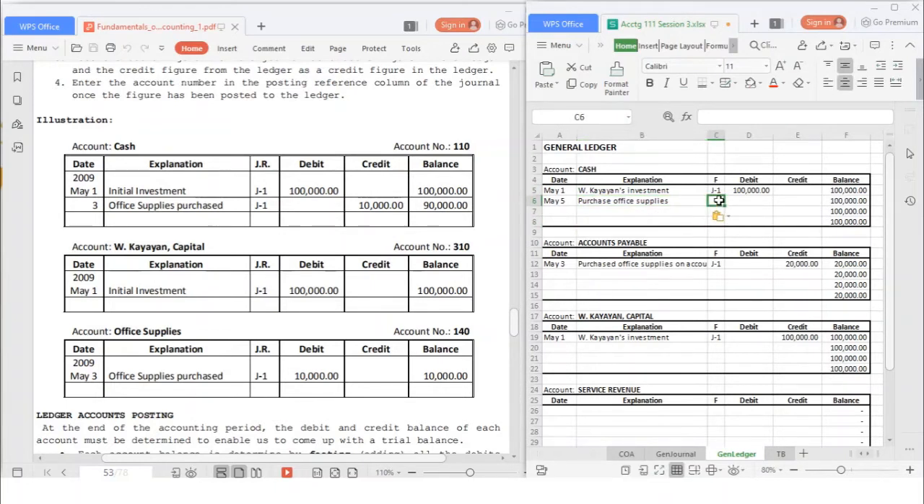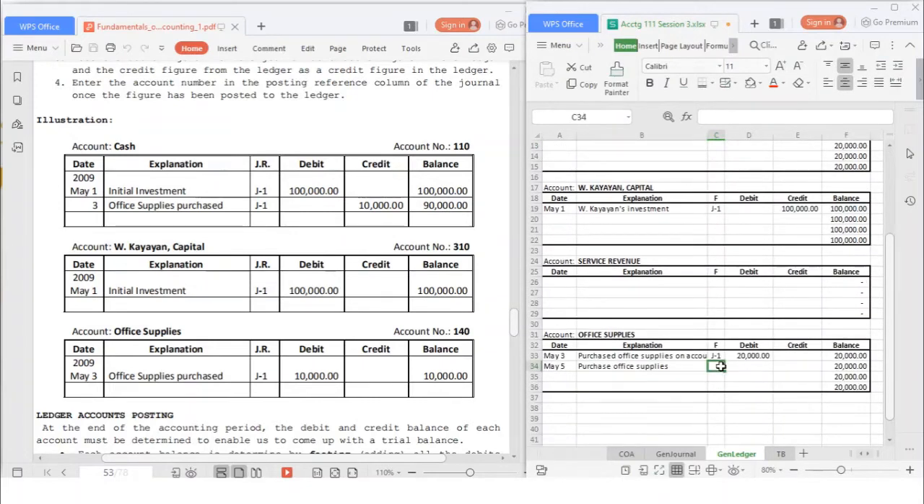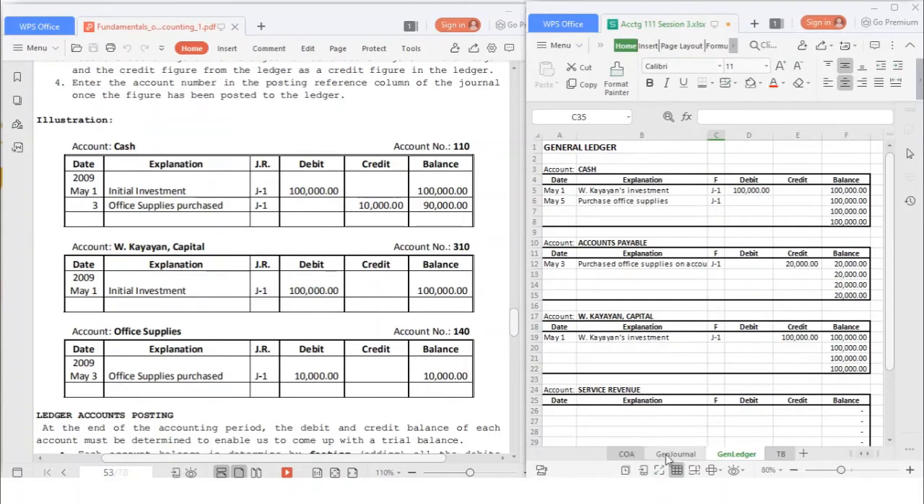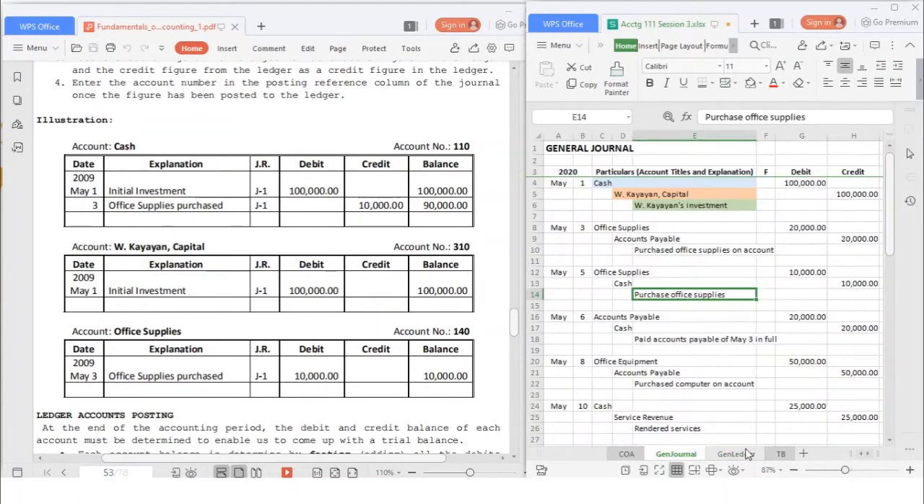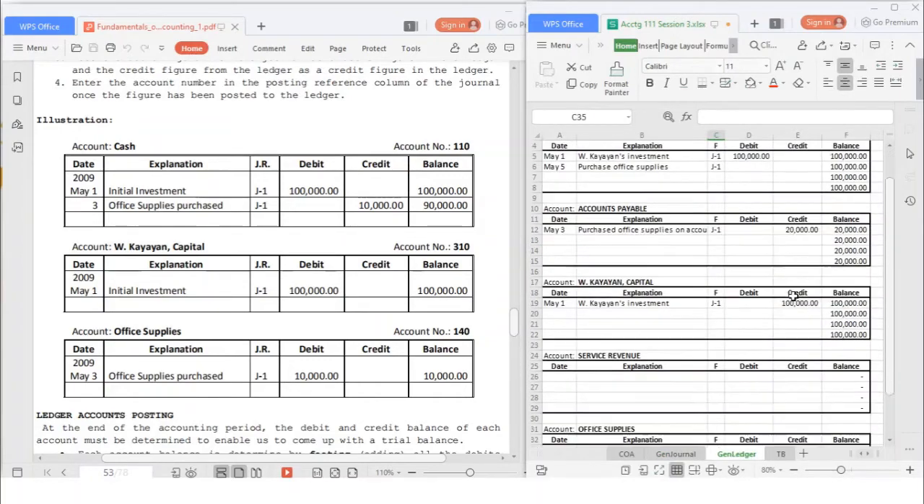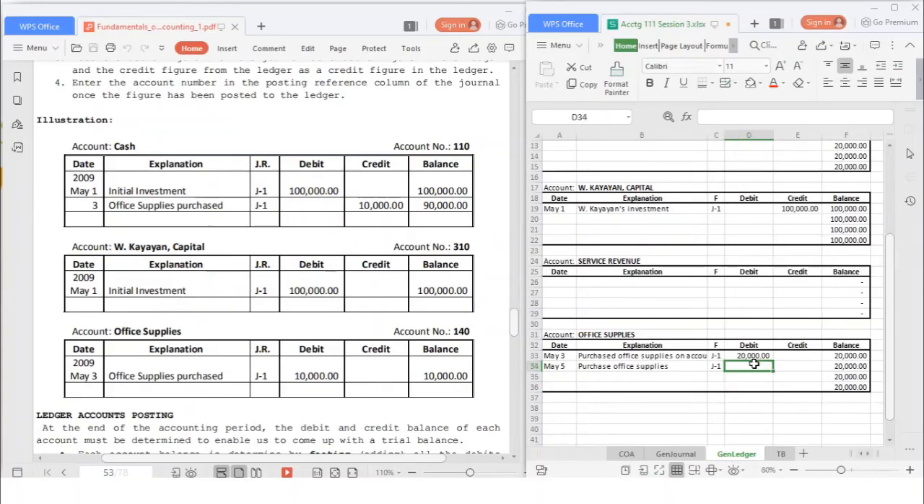Then, still, the reference is J1. Then, for the amount, 10,000. So, we debit office supplies and credit cash. Now, debit office supplies. See, the balance is now 10,000. Since it is a debit side, we add the debit.